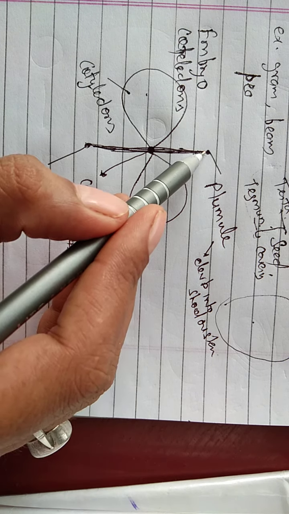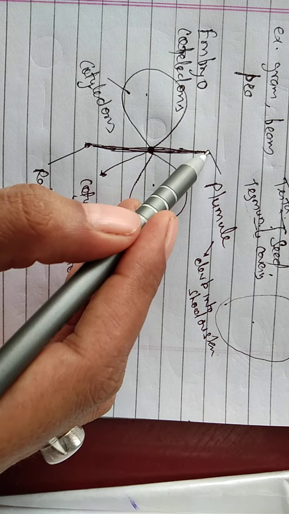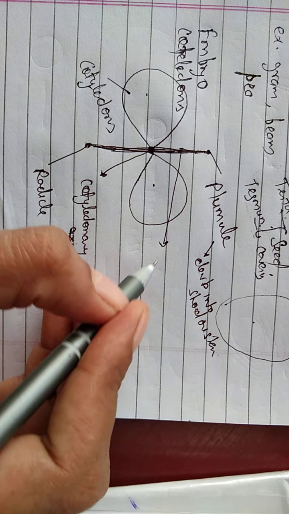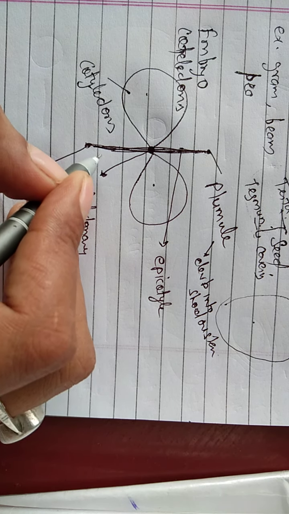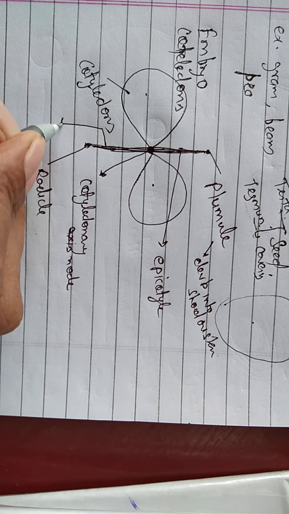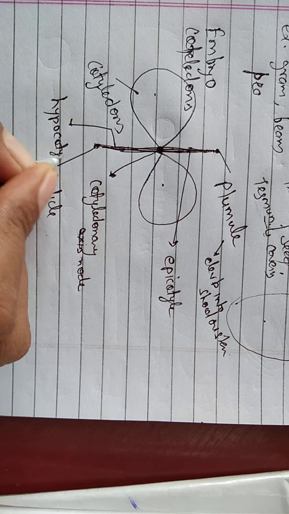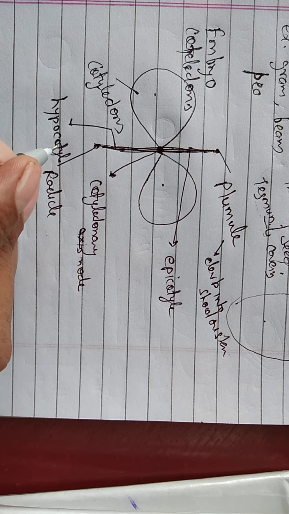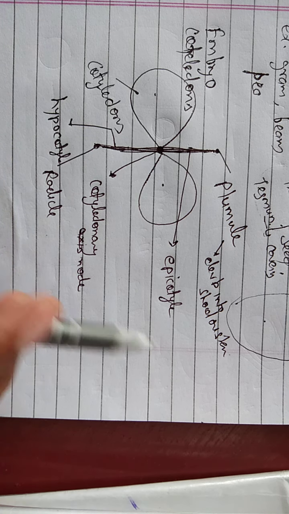So this plumule, and the part between the cotyledonary node and the plumule, is known as the epicotyl, and the lower part is simply the hypocotyl. Okay, so mainly this is the part.